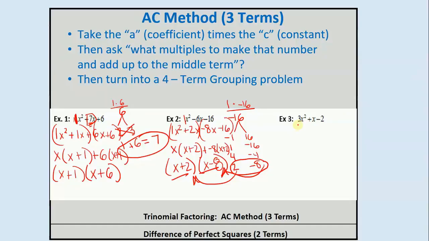Let's try one with an a not 1 then. So I have a 3 times -2, that's -6. And now I need numbers that multiply to give me -6, but add together to give me the middle term, aka 1. 6 and 1, that will give me 5. 3 and 2. Now which one has to be negative? -3 plus 2, that'll be -1. That's not what I want. I want a positive 1, so 3 and -2.